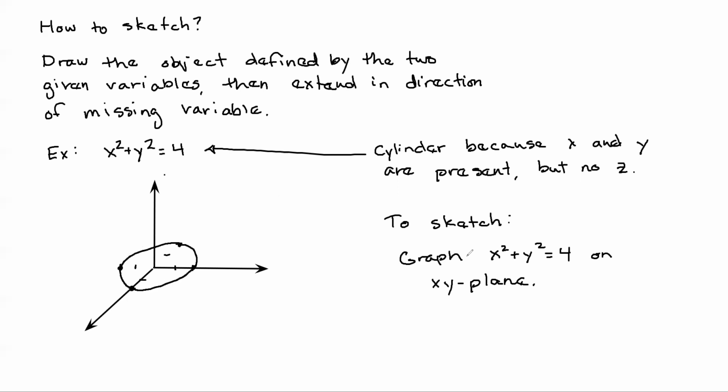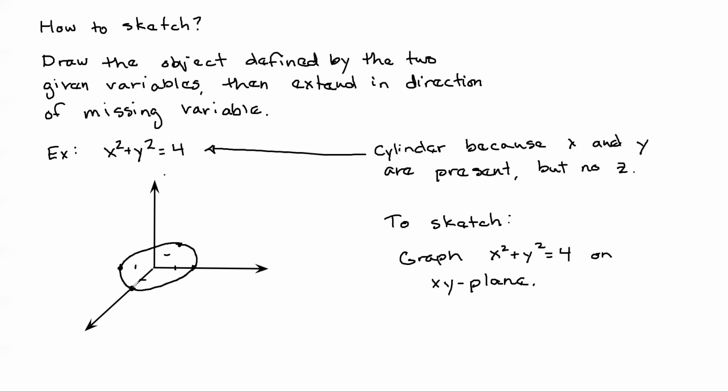All right, so graph the object that's defined on the plane for the two variables that are given. Once we've done that, we want to extend it in the direction of the missing variable. The missing variable is z, so we want to extend this in the z direction. There's a couple ways you could do this. What I typically do is take the object that I've drawn here and draw it again above the object, in the direction of the missing variable.